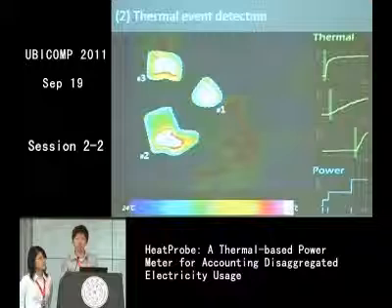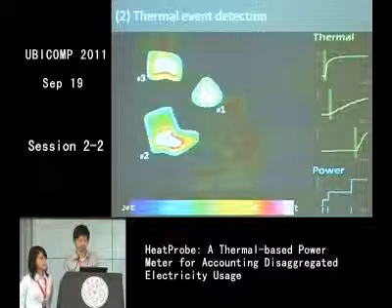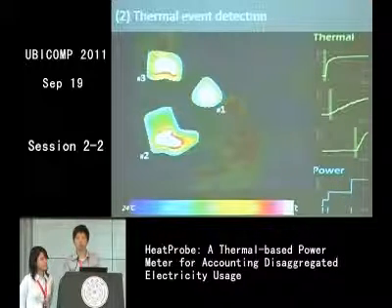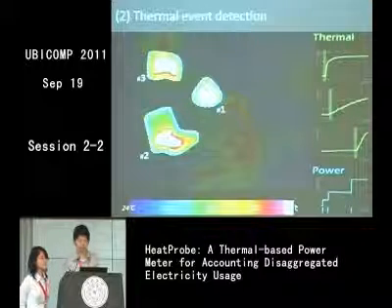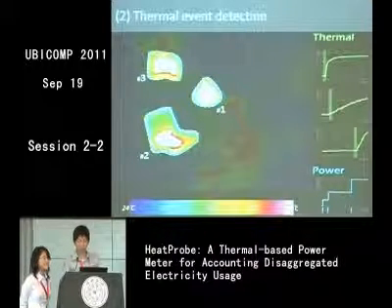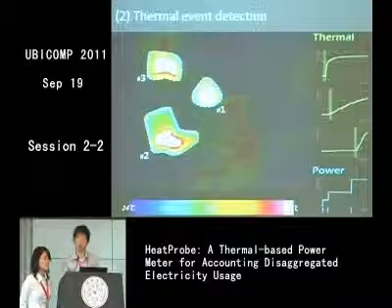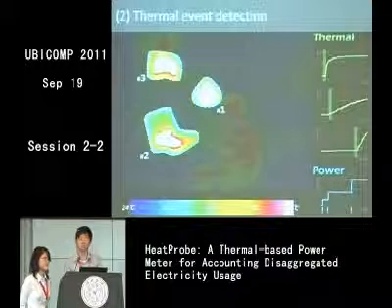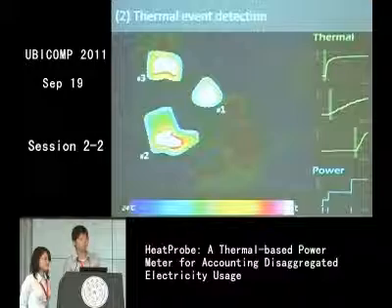Let us look at the 3 temperature trends to the right. The green bar marks the starting time when appliance surface temperature increases. We can infer an appliance is turned on from this temperature increase. Thus, we denote a thermal event at the time marked by the green bar.